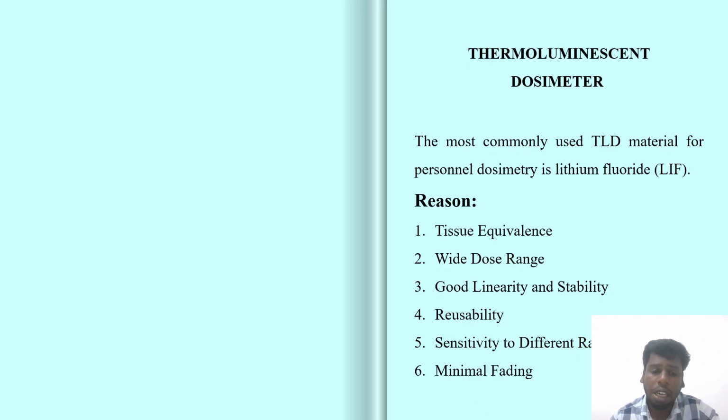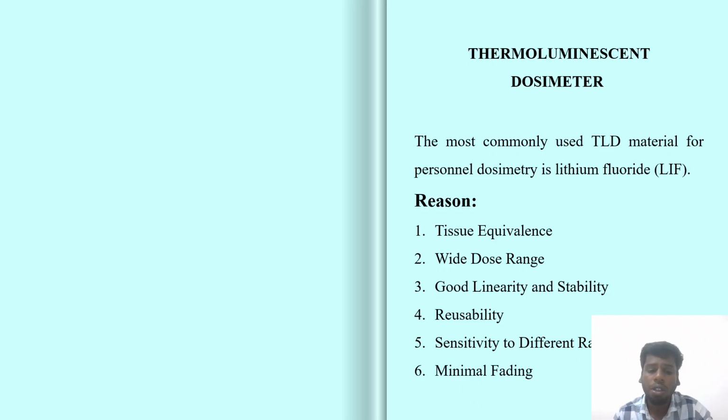For the construction of TLD, we use TLD materials such as lithium fluoride, calcium phosphate doped with dysprosium, and calcium fluoride doped with manganese. There are holders and badges, with protective plastic and metal casing. It includes filters like an open window, plastic, copper filter, etc., to differentiate between beta, gamma and X-rays. We use these filters to differentiate the different types of radiation.